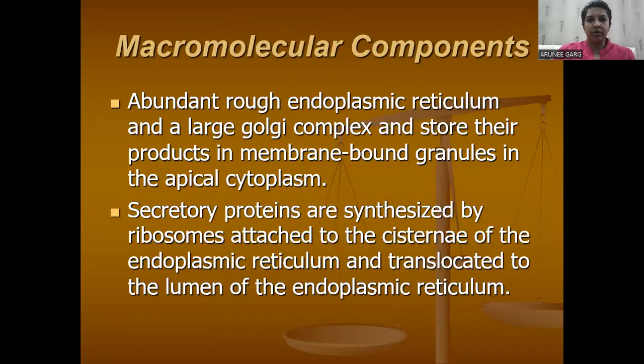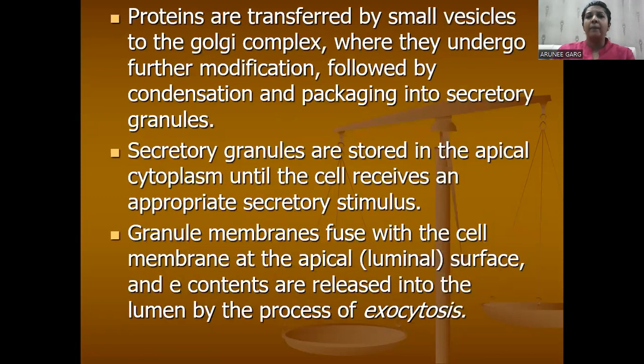The macromolecular components are abundant. Abundant rough endoplasmic reticulum and a large Golgi complex store their products in membrane-bound granules in the apical part of the cytoplasm. The secretory proteins are synthesized by ribosomes attached to the cisternae of the endoplasmic reticulum and translocated to the lumen of the endoplasmic reticulum. Proteins are transferred by small vesicles to the Golgi complex, where they undergo further modification, followed by condensation and packaging into a secretory granule, which then moves towards the apical part, towards the lumen.